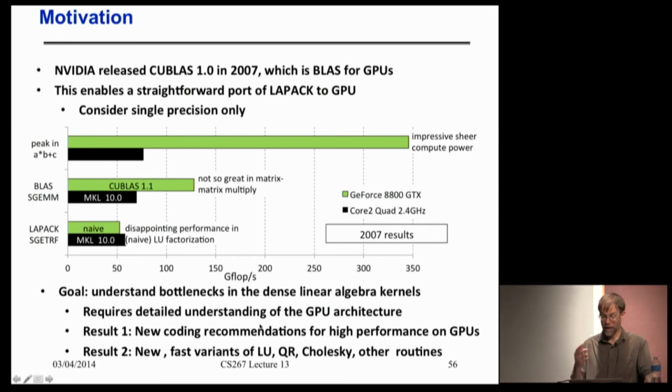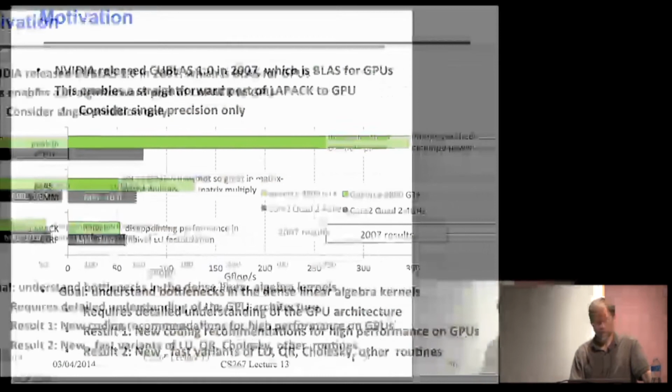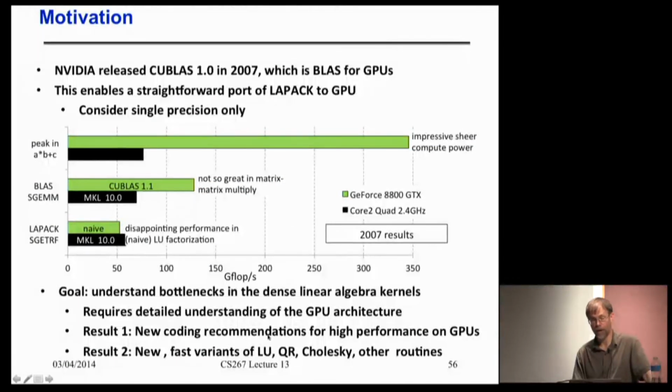And so we needed to understand the GPU architecture in some detail. And the result was new, faster variants of all these different routines, but also new coding recommendations, because they had certain recommendations in the CUDA manual which turned out to be inaccurate.